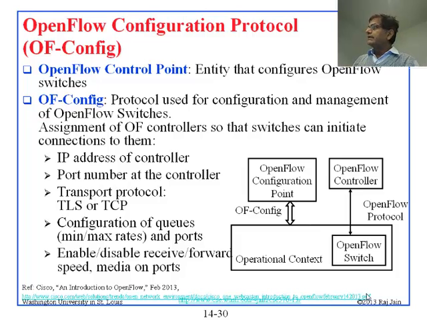And then configuration of the queues and ports. It tells you how many queues you should have on each port and what the rate should be. Enable and disable receive, forward, speed, or media on the ports, whether you should disable some ports, enable some ports, or run some ports at certain speeds. Anyway, all this configuration is done by this protocol.